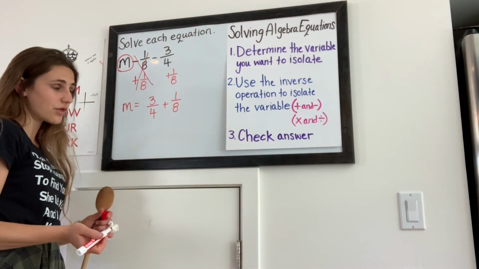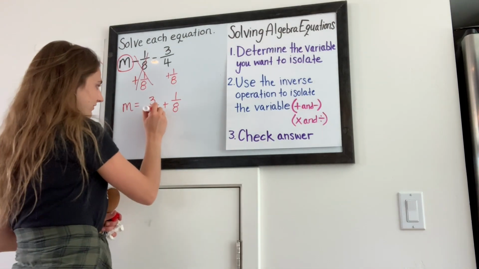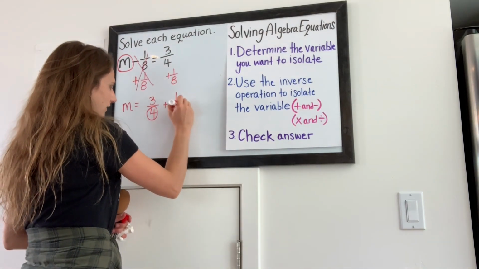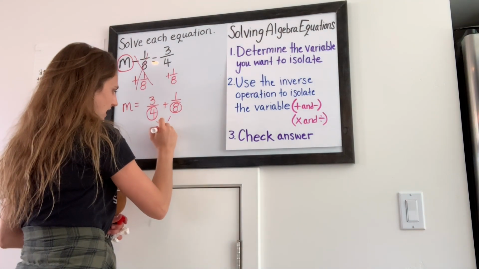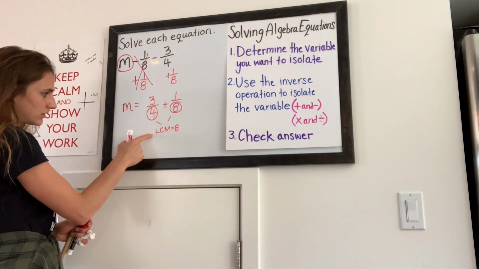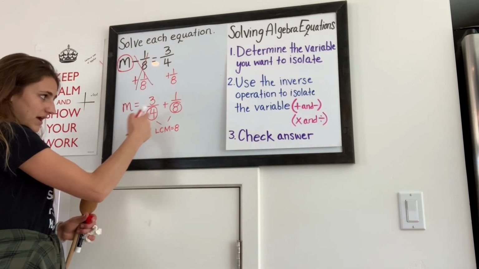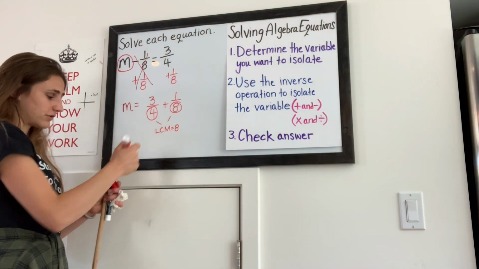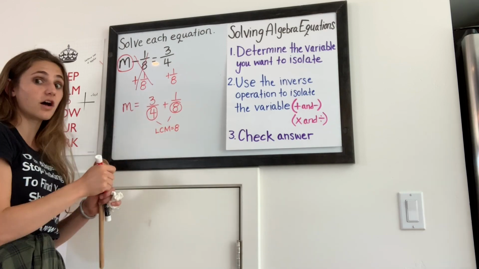And we know that in order to solve this problem, we have to find the LCM of our denominators. Now, the LCM of 4 and 8 is 8. So I'm going to use this to make my denominators common. In this case, we need both of our denominators to be 8, and then we can solve this problem.